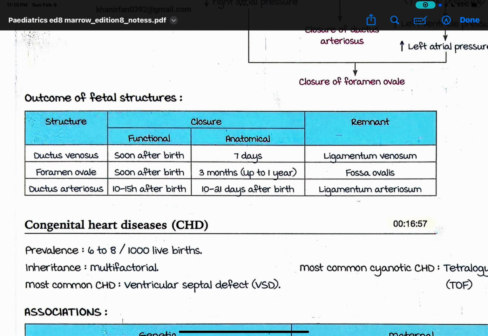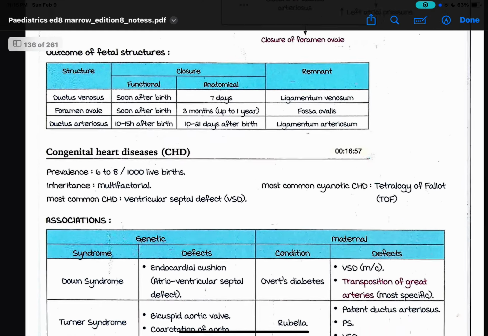Outcome of fetal structures. Ductus venosus: functional closure soon after birth, anatomical closure at 7 days, and the remnant is ligamentum venosum. Foramen ovale: functional closure soon after birth, and anatomical closure up to 3 months or up to 1 year of age. Remnant is fossa ovalis. Ductus arteriosus: functional closure is 10 to 15 hours after birth, and anatomical closure is 10 to 21 days after birth. Remnant is ligamentum arteriosum.